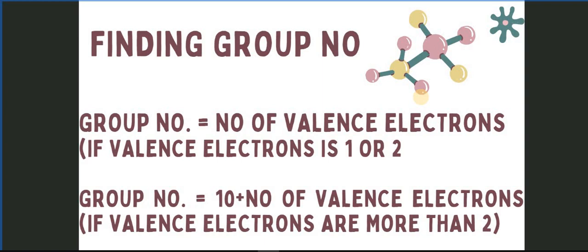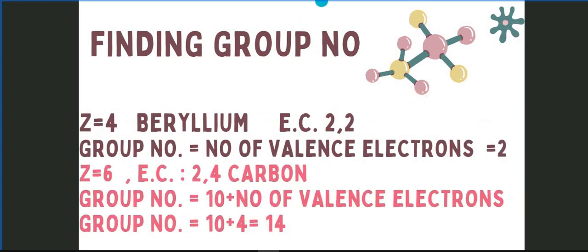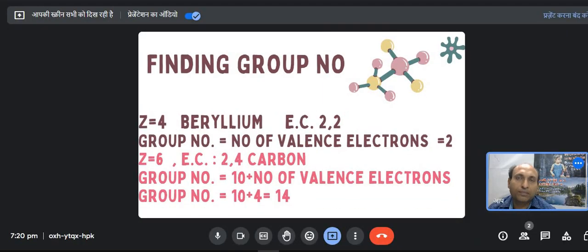Okay. So let us practice a few questions for that. You can see now we have beryllium. Beryllium has atomic number 4. If you write the electron configuration, it will be 2, 2. Group number is equal to the number of valence electrons if valence electrons are 1 or 2. So here it is 2, so the group number is 2.